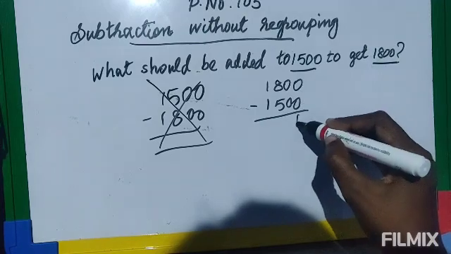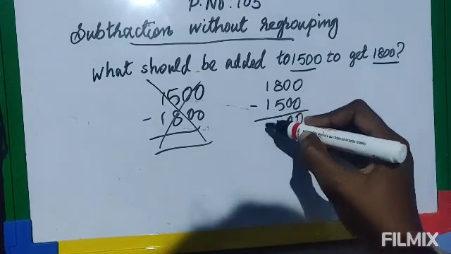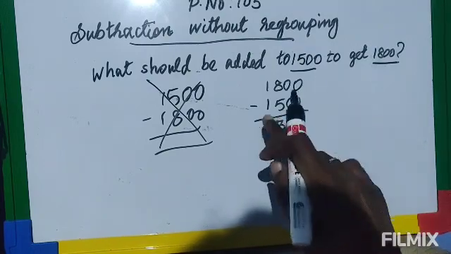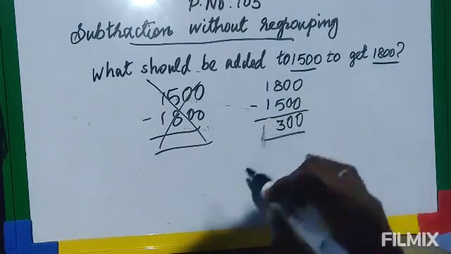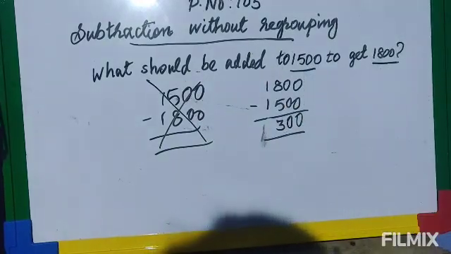So 0 minus 0, 0. 0 minus 0, 0. 8 minus 5, 3. 1 minus 1, 0. So here in front, 0 is not needed, so no need to write. So the answer is 300. 300 should be added to 1500 to get 1800.